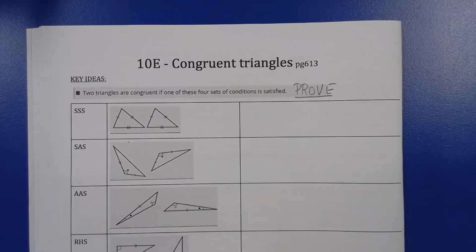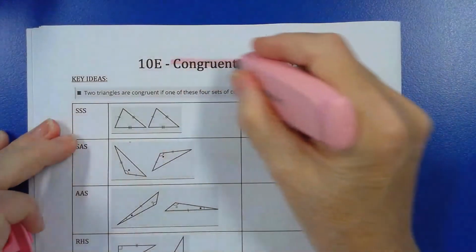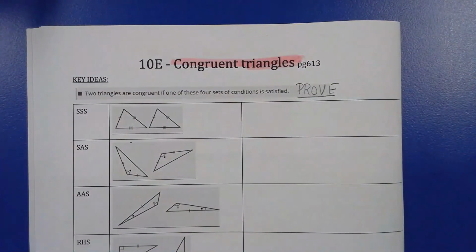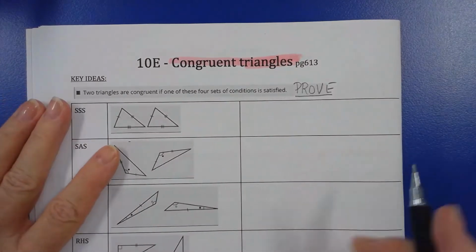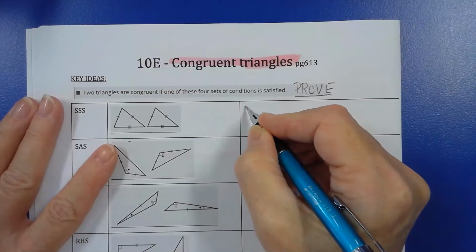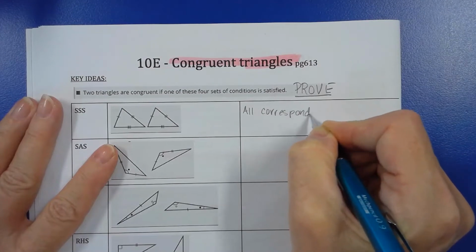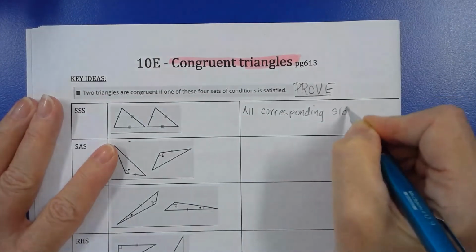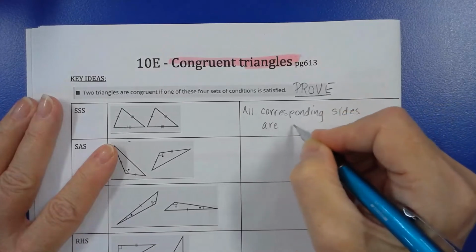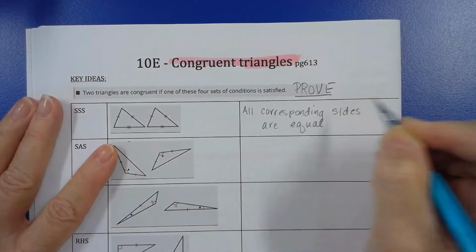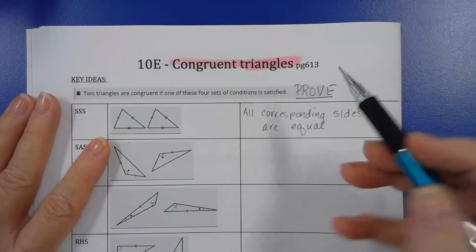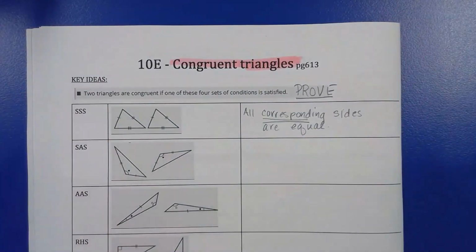So to prove that triangles, just triangles, are congruent, and what does congruent mean again? Exactly the same shape, okay? There's 4 different ways I can do that. I can prove that all corresponding sides are equal. The sides that match up are equal to each other.